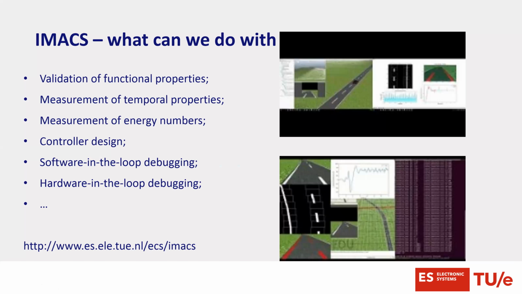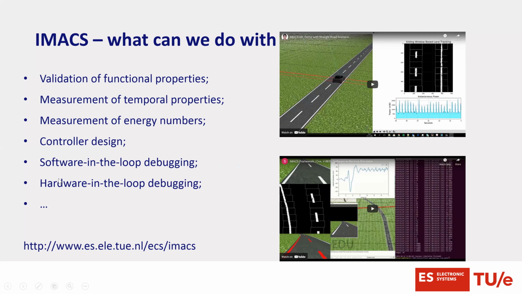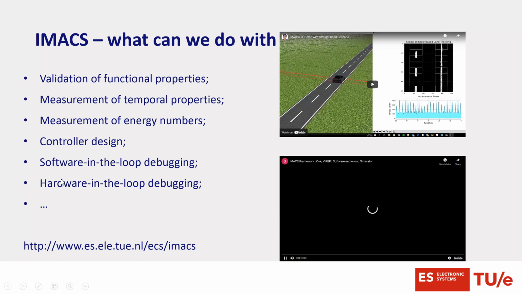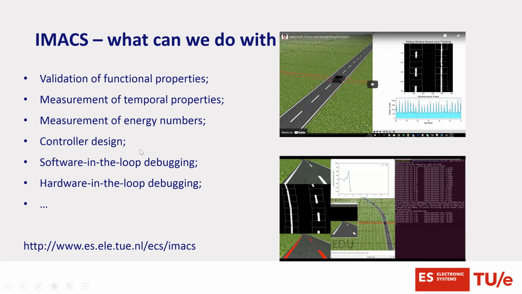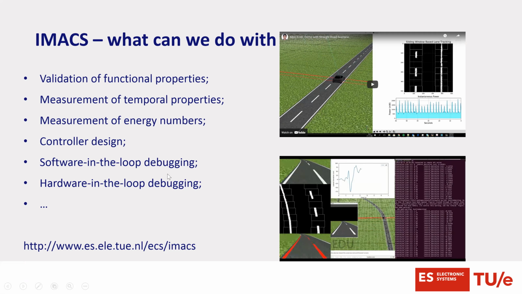So in a nutshell, what can we do with IMACS? We can validate functional properties. We can measure temporal properties. We can measure energy numbers. We can do controller design. We can do software in the loop debugging. We can do hardware in the loop debugging, and so on. If you want more information, you can go to this website.